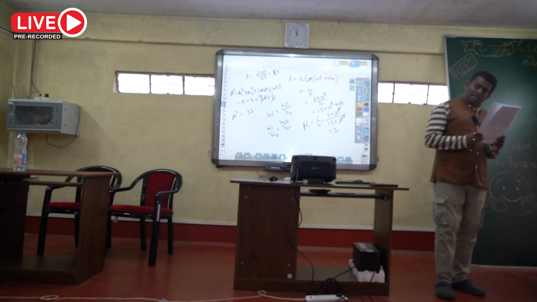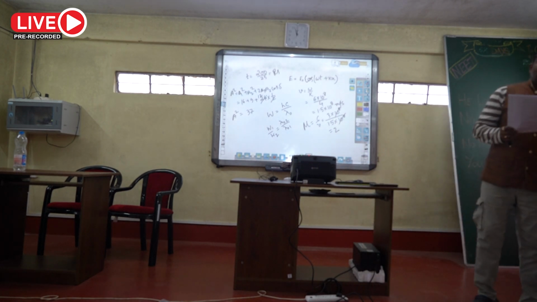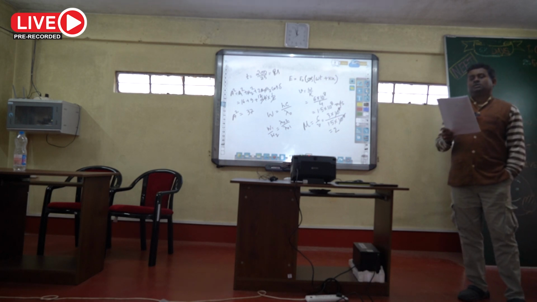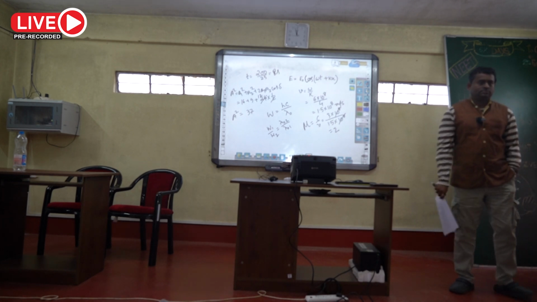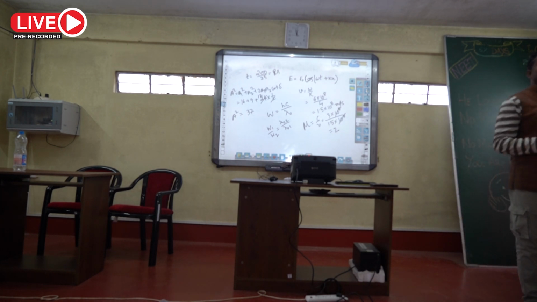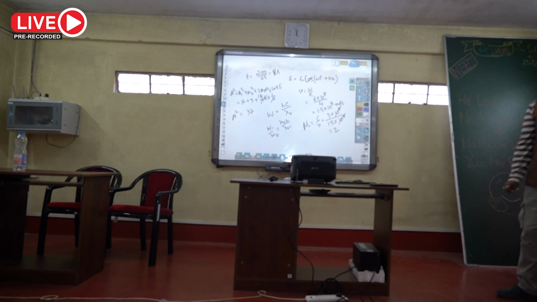Total distance covered is 200 meter to completely cross each other. Relative velocity is 90 km per hour, which means 25 meter per second. Then the total distance divided by this relative velocity will give you the time taken.